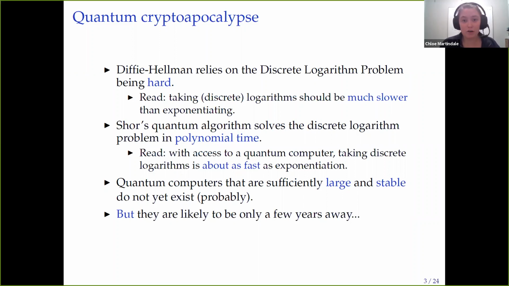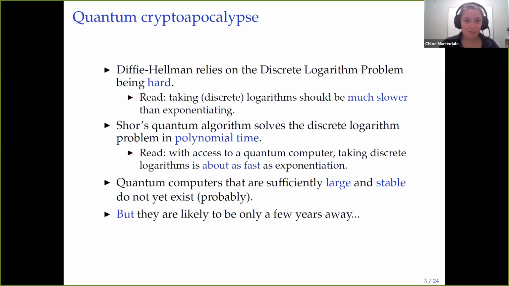It means that taking discrete logarithms should be much slower than exponentiating, and it should be either a polynomial to sub-exponential or polynomial to exponential gap in complexity in order to have something where you can scale up your parameters, so that for the attacker, it's much slower than for the user.